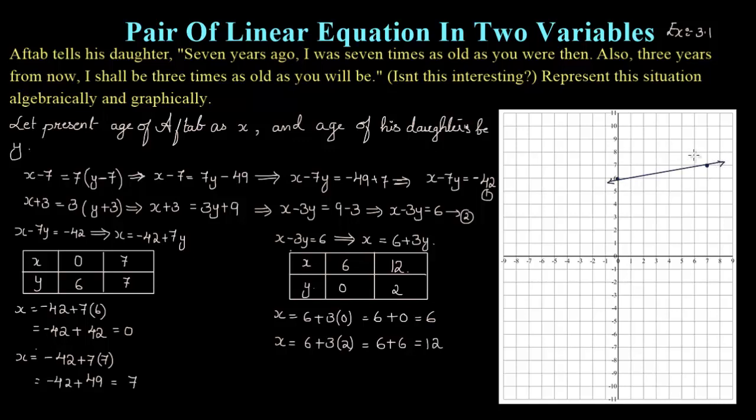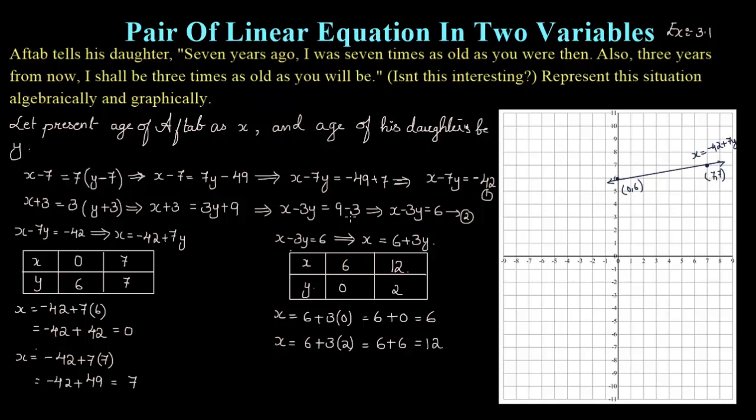Okay. So let me just write the equation also here. That is x is equals to minus 42 plus 7y. This is the equation. And what is the coordinate you have plotted here? 0, 6. And what is the coordinate here that you have marked? 7, 7. Now let us come to the next line.